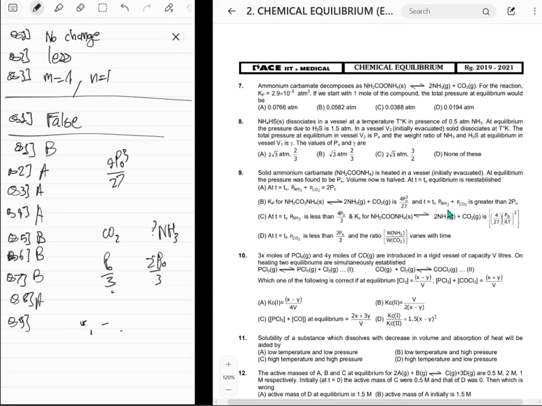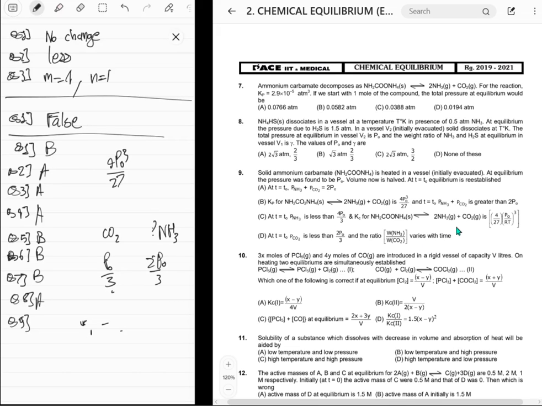And at T equal to T naught, this pressure plus that pressure is greater than 2 P naught. The pressure of NH3 plus pressure of CO2 is just P naught itself. It is the same as P naught. The pressure will still be the same. And at T equal to T naught, P NH3 is less than 4 P naught upon 3. P NH3 is 2 P naught upon 3. So yes, that's correct. And Kc for this reaction is 4 by 27.